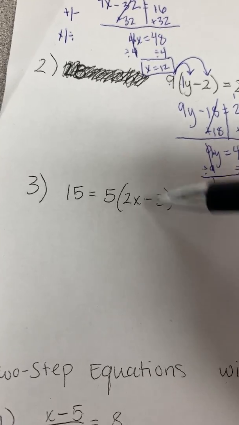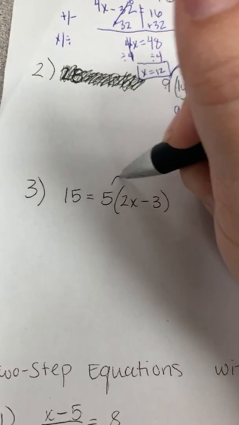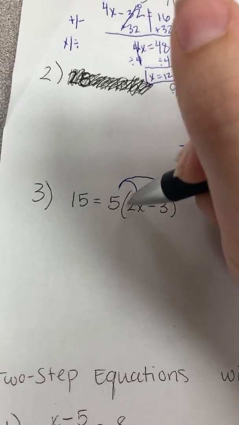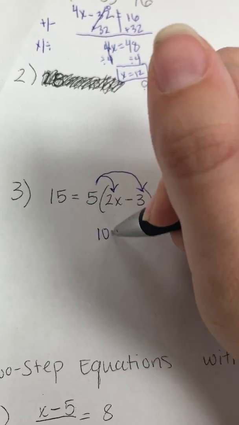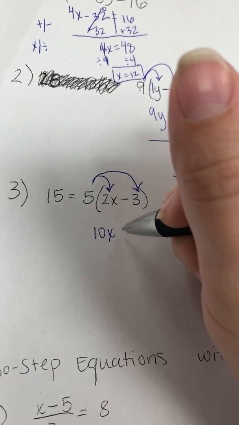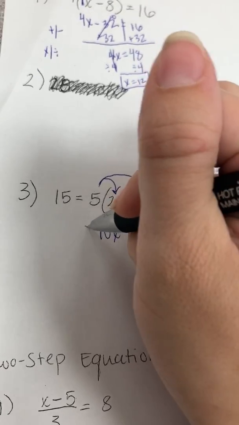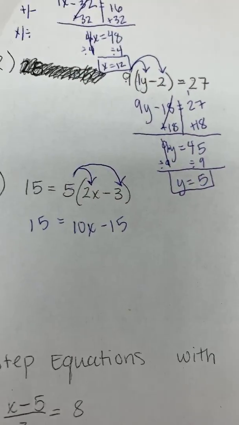Even though the distributive property is on this side, I'm still doing the same thing, 5 times 2x and 5 times 3. Since there's already a 2 here, I don't need to put the 1. 5 times 2 is 10. 5 times 3 is 15. Equals 15.